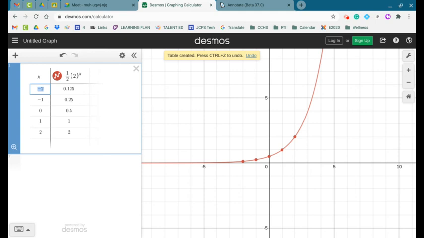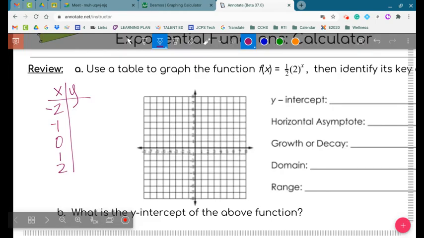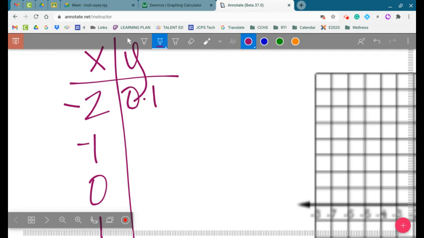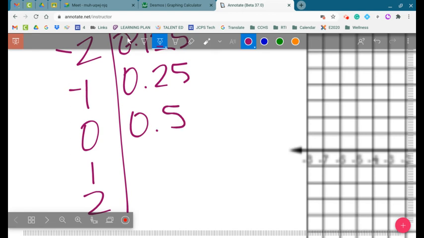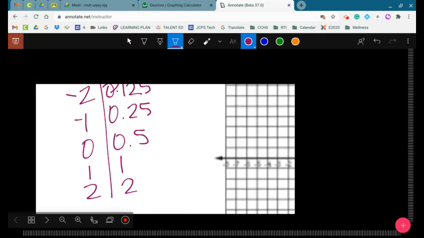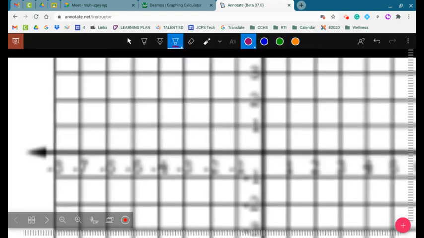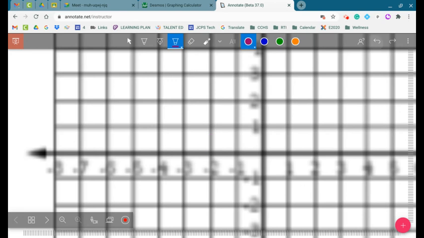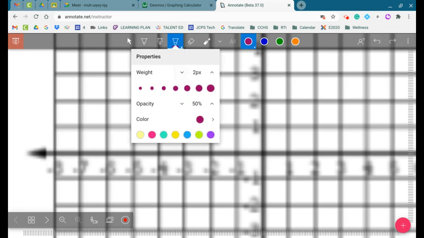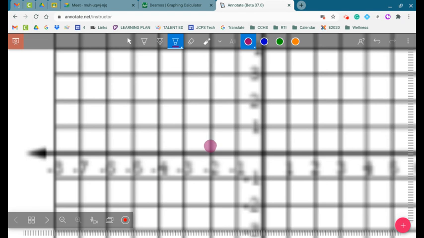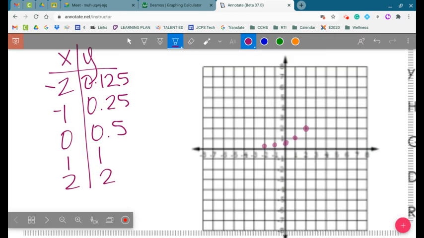So we have 0.125, 0.25, 0.5, 1, and 2. So we're going to graph those points on our line. So at negative 2, 0.125 is going to be super close to 0, but not quite. And then we're going to have it a little bit higher. And then at 0, it's at 0.5. Then 1, 1, and 2, 2. So those are going to be my points.